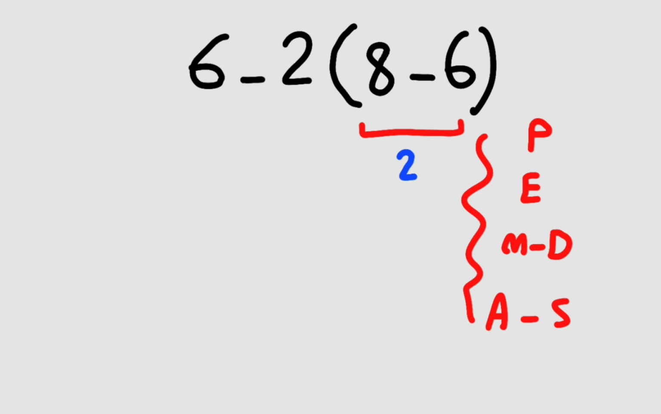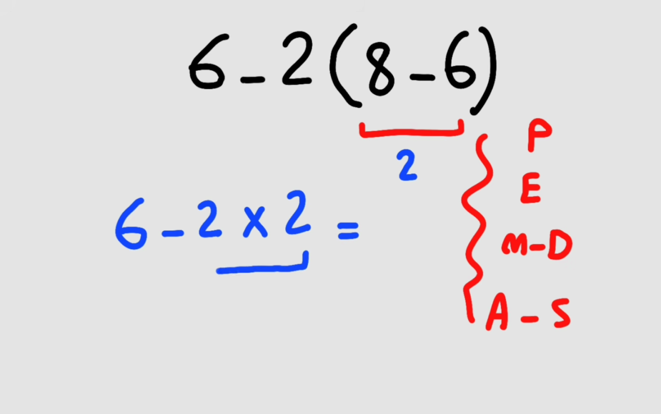Now, let's rewrite the expression. 6 minus 2 times 2. Now, as we know, multiplication has higher priority than subtraction, so we have to solve this multiplication first. Now, 2 times 2 gives us 4.